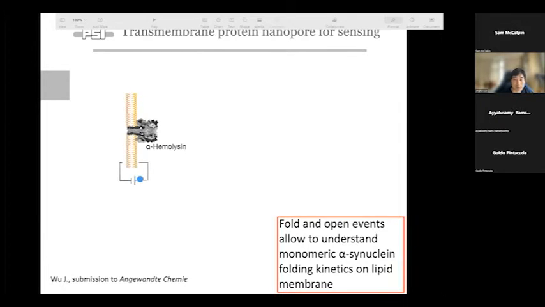apply voltage here. Okay, you probably cannot see my mouse. Okay.